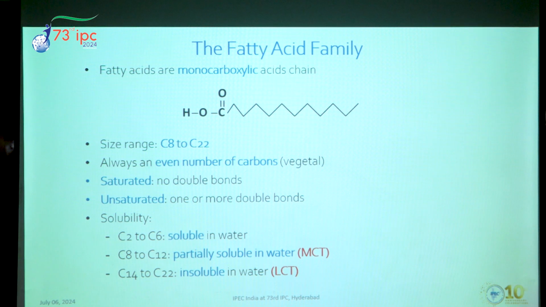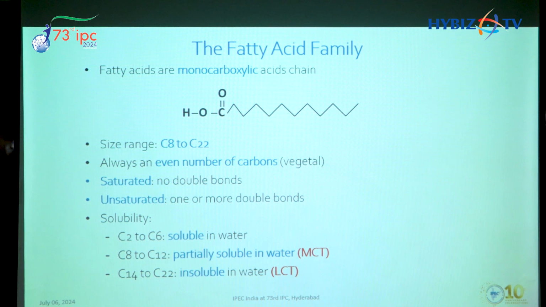As the number of carbon atoms increases, the miscibility or solubility of the fatty acids in water decreases. So as the number of carbon atoms increases from C8 to C12, these fatty acids are medium chain fatty acids, and these are water dispersible. They will form a milky dispersion in water. They will not separate out completely like when you mix oil and water, but at the same time, they will not form a homogeneous one-phase system. These fatty acids are termed medium chain fatty acids.